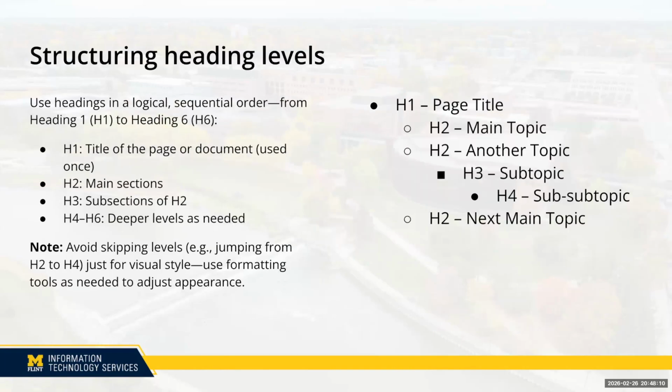Next, we'll talk about structuring heading levels. Headings act like an outline for screen reader users and should follow a logical order from a heading level 1 through a heading level 6. A heading level 1 is only used once and is the title of a page or document. Main topics are heading level 2s, and if any of those heading level 2s have a subtopic, those could be a heading level 3, heading level 4. We want to avoid skipping levels.